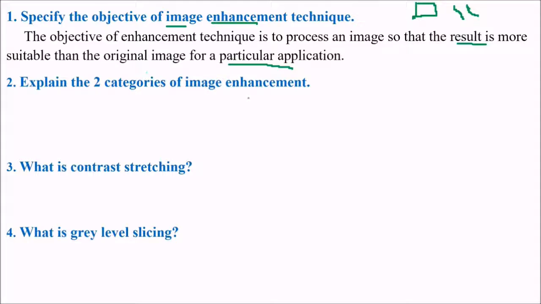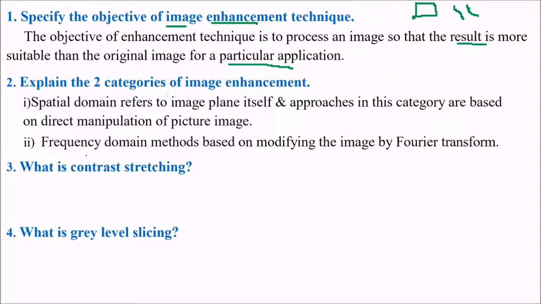Next is explain the two categories of image enhancement. What are the two categories of image enhancement? First is spatial domain. You apply enhancement technique on spatial domain. The other is you apply it on frequency domain. So spatial domain refers to the image plane itself, and approaches in this category are based on direct manipulation of picture image. So you have a picture image, distributed in pixels, picture elements, and you apply directly your mathematics or your filters. Directly the values are changed, these pixels are changed.